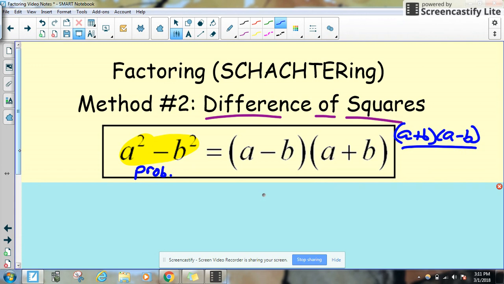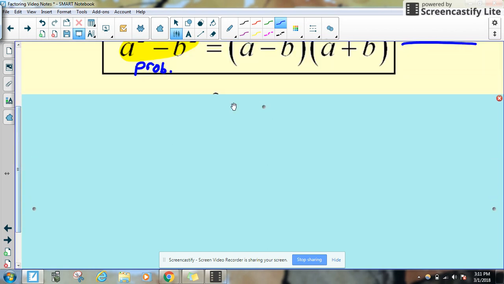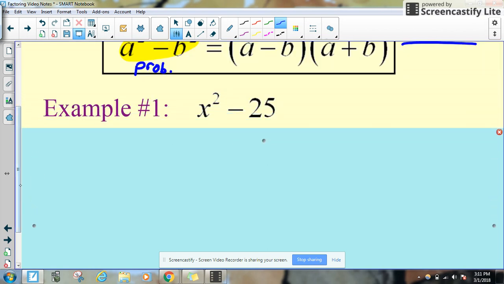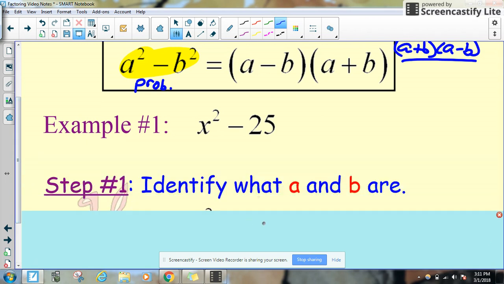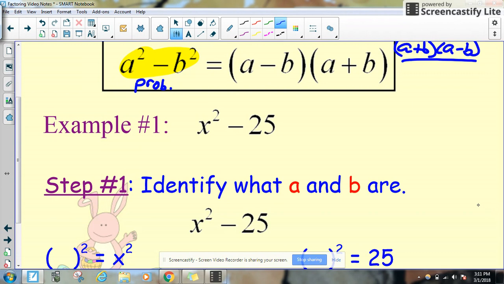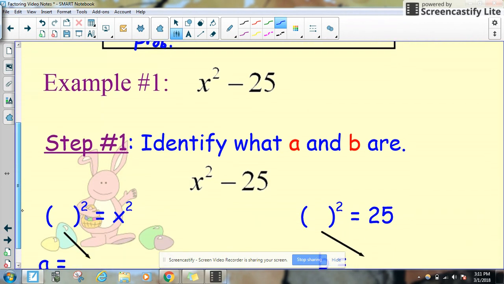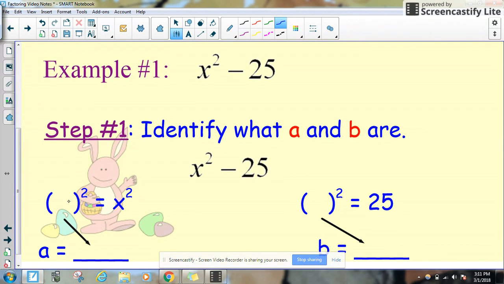So let's go ahead and see how this formula works by looking at an example. The example is x squared minus 25. Step one is to identify what a and b are in this problem, okay? In order to figure that out, a is what squared gives you x squared. Well, that's easy. That's x, right? X times x gives you x squared. And then the b value is what squared gives you 25. Well, that's just going to be 5. You guys agree 5 squared is 25, so that's going to make b equal to 5.